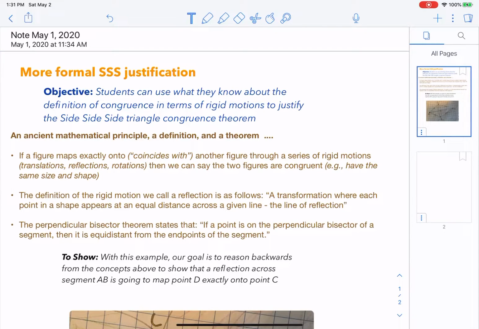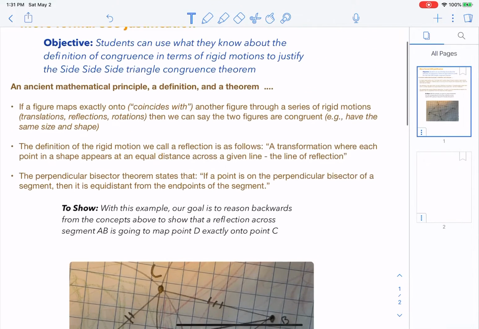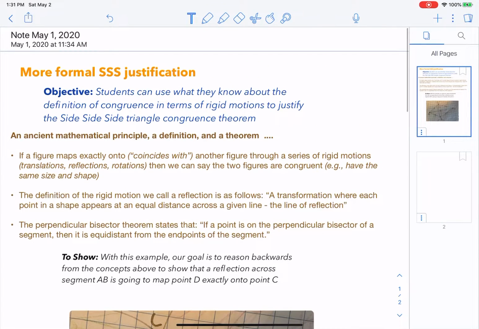In the last video, we did a visual justification of the side-side-side triangle congruence theorem. And today we're going to use a picture from that to do a little bit more formal justification of side-side-side. My objective is that you're going to use what you know about the definition of congruence in terms of rigid motions. Remember, rigid motions are translations, reflections, rotations, to justify the side-side-side triangle congruence theorem.